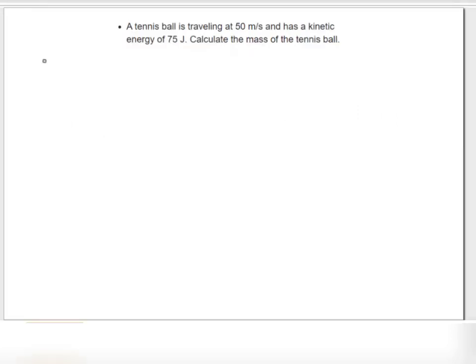Okay, so we are now on problem number 2. This still involves kinetic energy. Okay, so let's read the problem. A tennis ball is traveling at 50 meters per second. So, ano yung 50 meters per second? Dapat alam nyo na by now. And has a kinetic energy of 75 joules. Calculate the mass of the tennis ball.